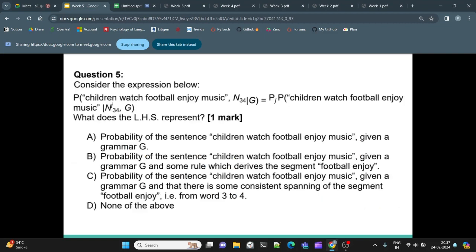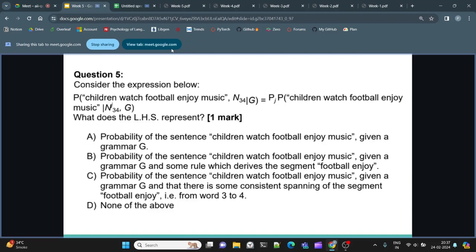So this is a problem based on the inside outside probability. So this is directly from the slide. So let's be a little bit quick with this. So we are given this statement. We need to say what the LHS interprets.